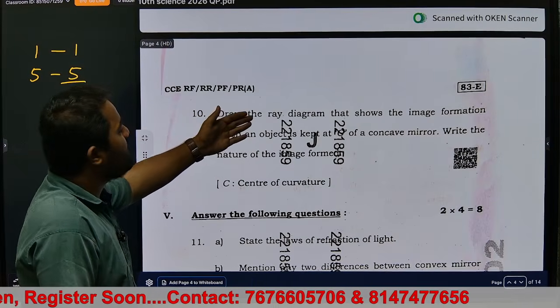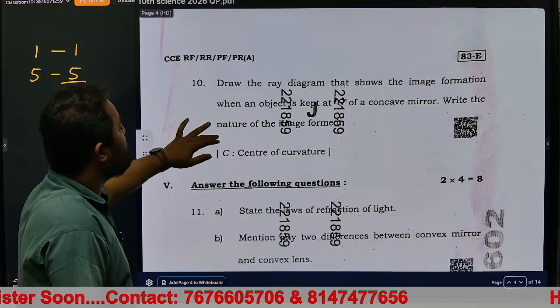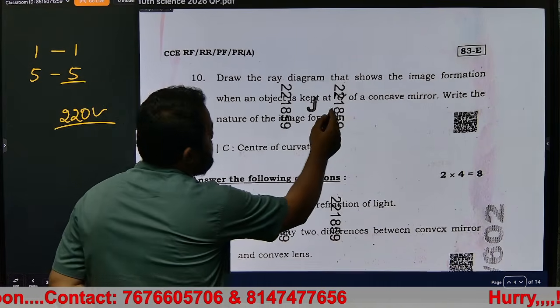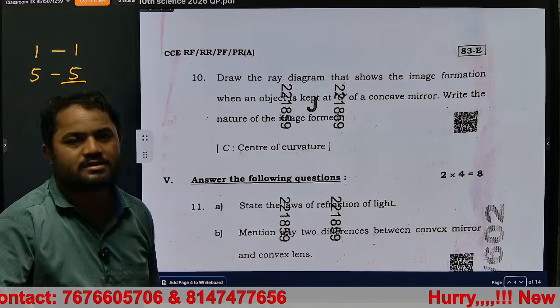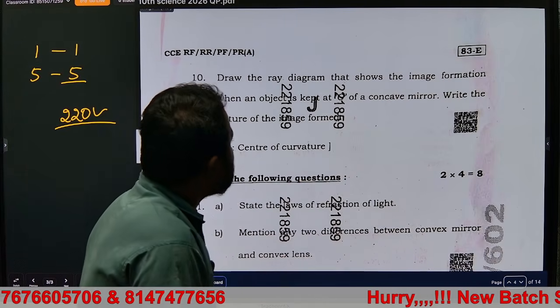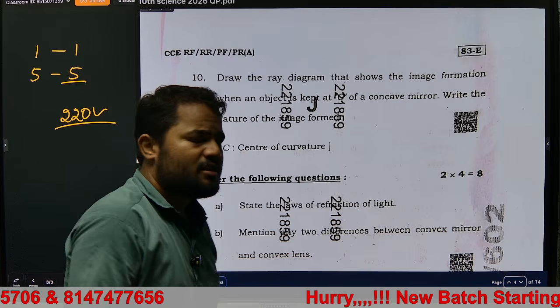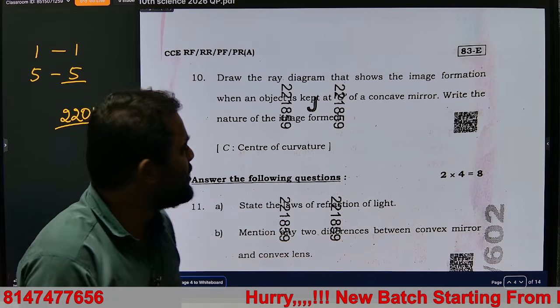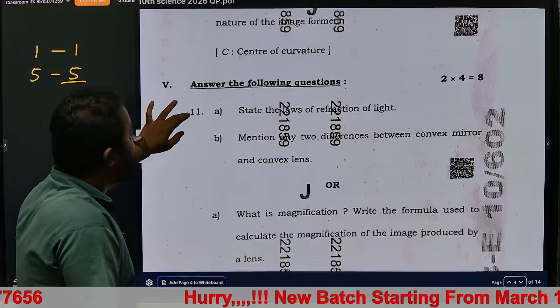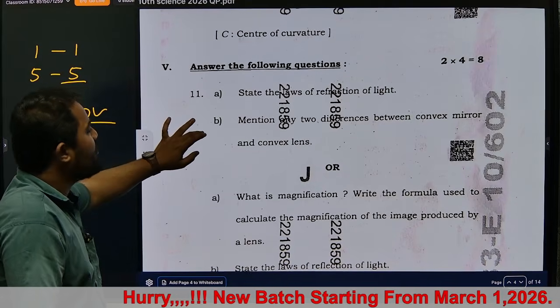Next, draw the diagram that shows the image formation when the object is kept at C. When the object is kept at C, the image formation takes place at C only. Write the nature of the image. The nature of the image: it will be real and inverted. Next, share the laws of refraction of light. I hope you have written that.